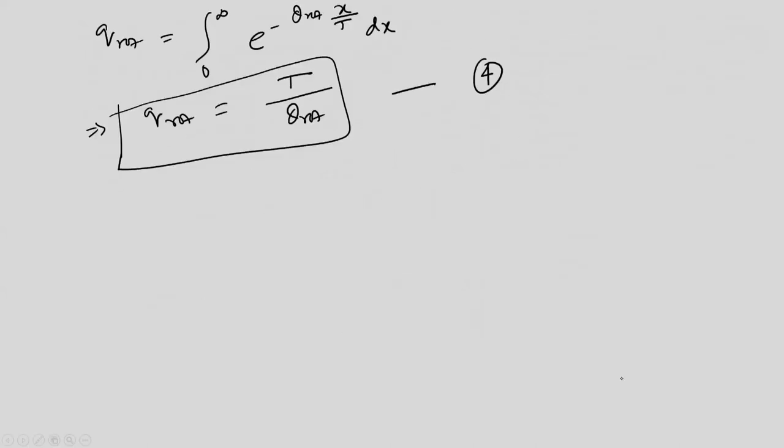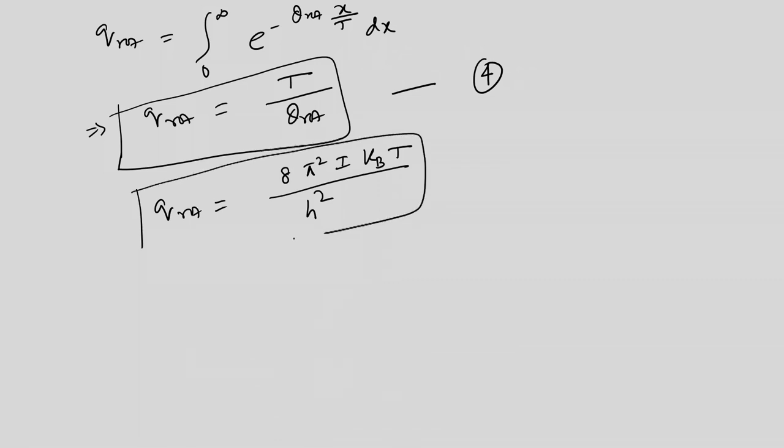Okay. So, this is our equation number 4. Now, if we substitute the value of theta rotational in equation 4, we get q rotational is 8 pi squared I k_B T by h squared. Okay. So, this is the expression for q rotational.